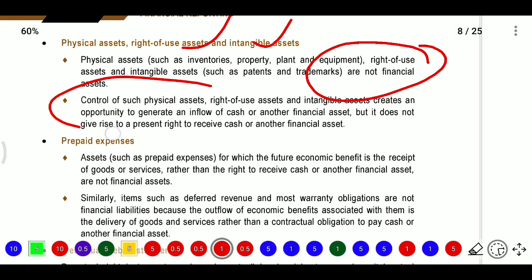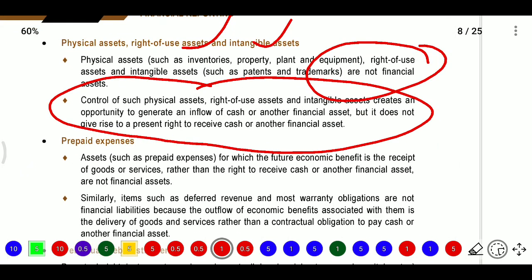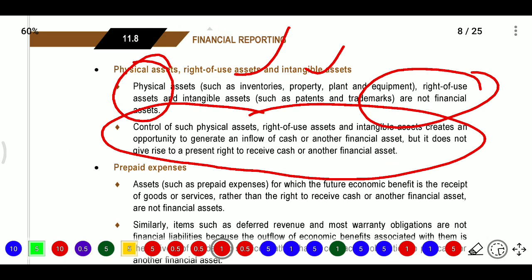Next, control of such physical assets, right-of-use assets and intangible assets creates an opportunity to generate an inflow of cash or another financial asset. But it does not give rise to a present right to receive cash or other financial assets. So even if you have any right to get these items, it will not become a financial asset, because these are not financial assets in the first place.